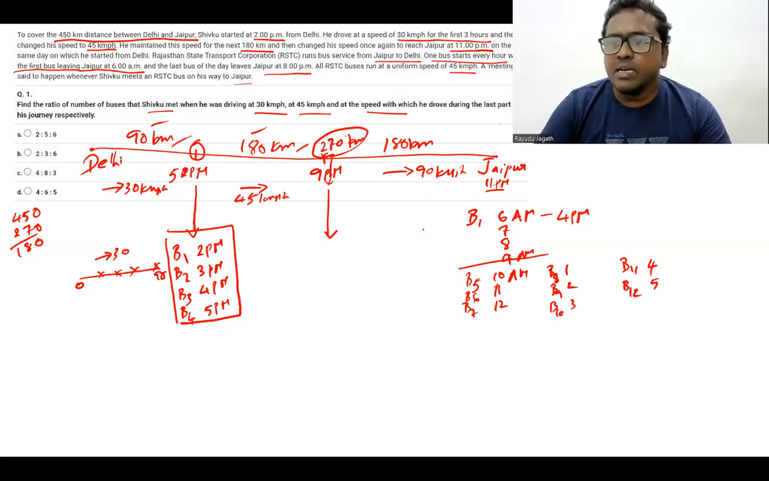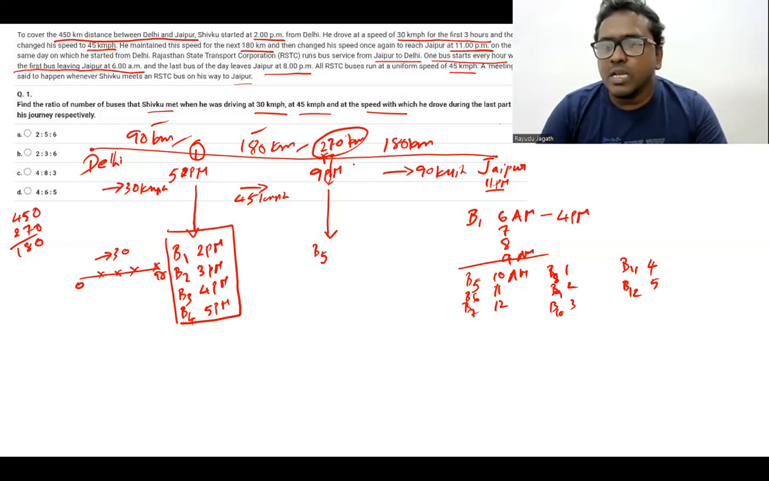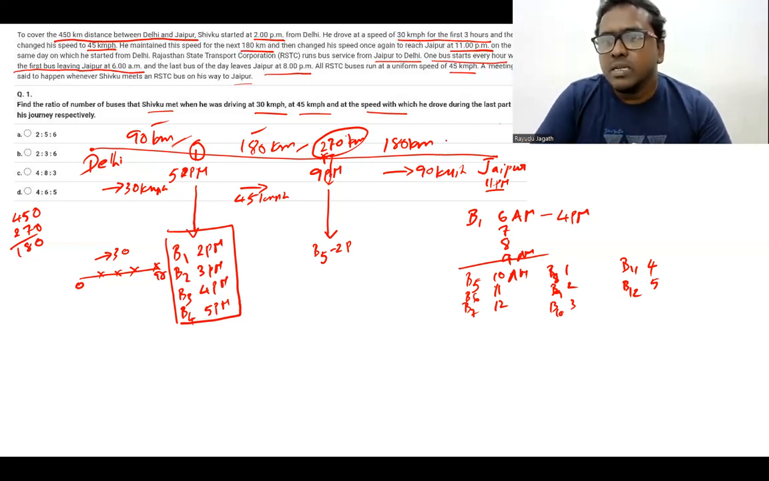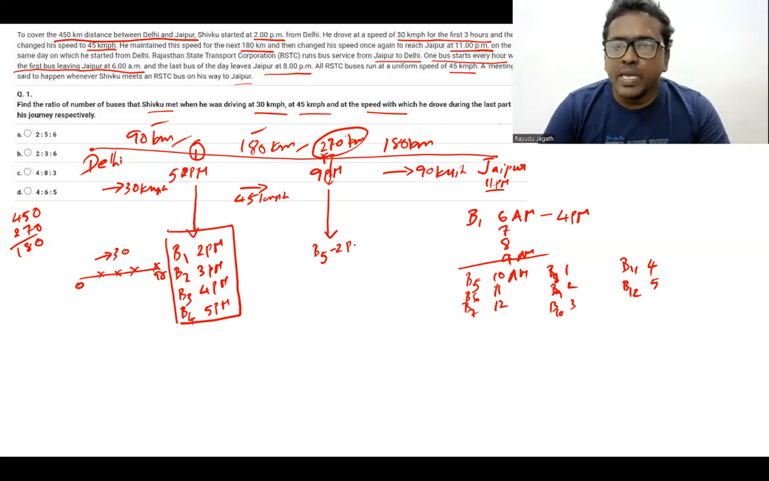So bus 5 started at 10 a.m. The gap is 180 kilometers, which we have to consider. Bus 5 is moving with 45, so 180 kilometers divided by 45 is equal to 4 hours. So bus 5 will be here at 2 p.m.